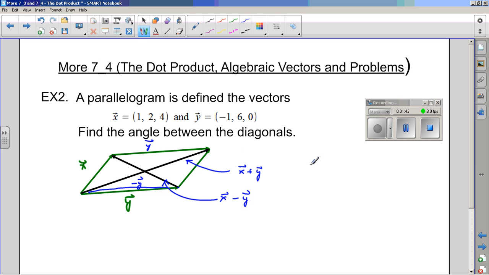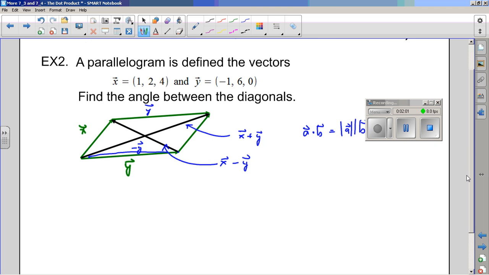And how do I get the angle between the diagonals? Well, the formula I know is any vector dot any other vector is the magnitude of A times the magnitude of B times cos of the angle that's between them. That's what I want, right? That's what I'm looking for. So I can handle this by using the dot product.